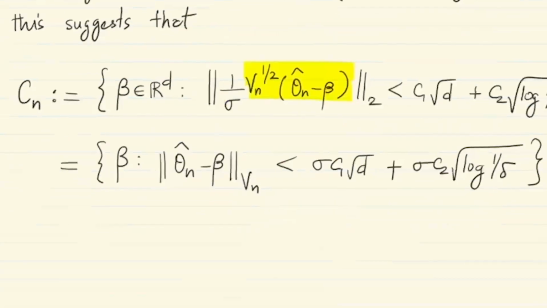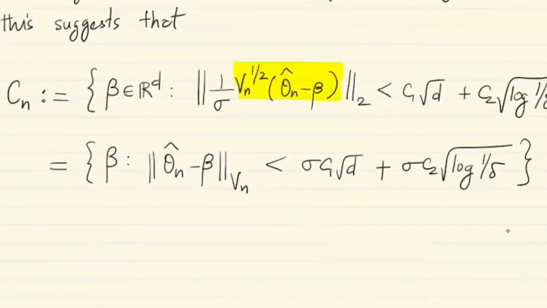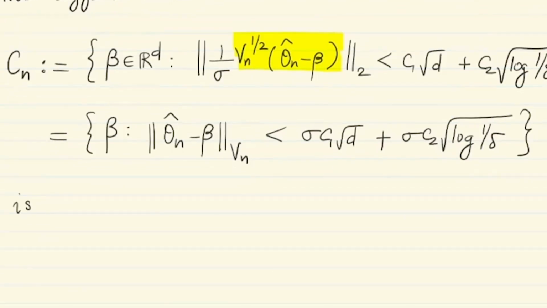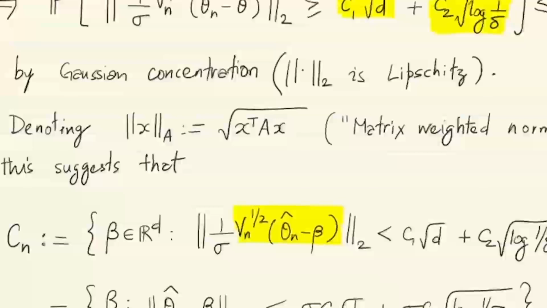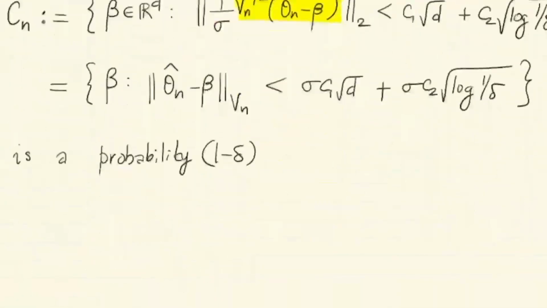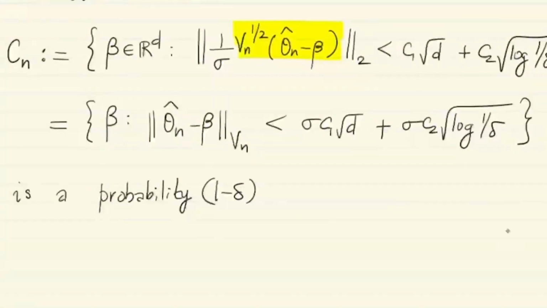So based on your data, you could compute theta hat n and you could also compute Vn. In fact, Vn is known in advance even before collecting the measurements y1 through yn, because it's a fixed design setting. But in any case, this set Cn, which is basically an ellipsoidal set in d-dimensional space, is actually a probability 1 minus delta confidence set. So what we get from the concentration inequality above is that this particular set Cn is a probability 1 minus delta confidence set.